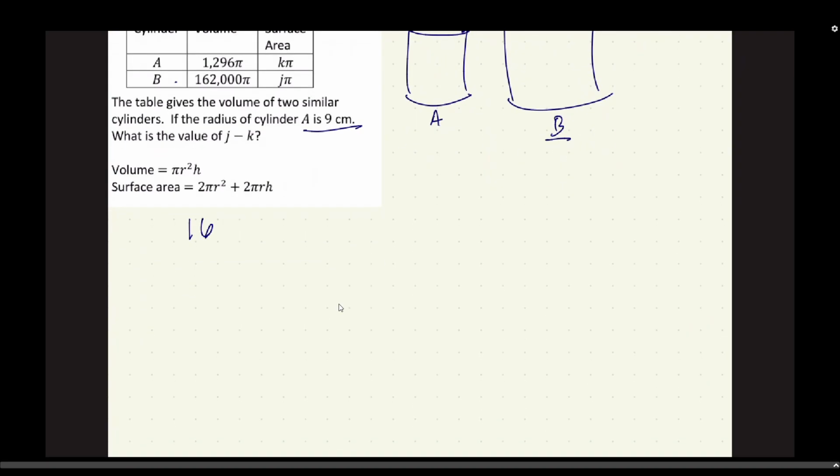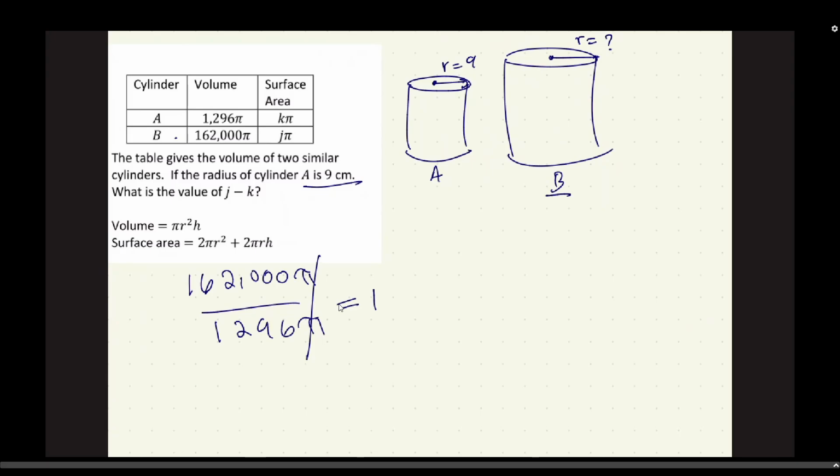So we can set up 162,000 pi over 1296 pi and solve this proportion. We get that it's 125. But we know that this is a proportion between these volumes. So it gives us the scale factor for the volumes between these two cylinders, which is to say that it's not the scale factor in the first dimension. Volume is a three-dimensional concept. So we are finding the scale in 3 dimensions here.